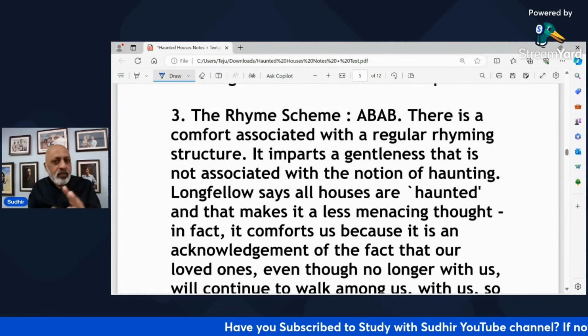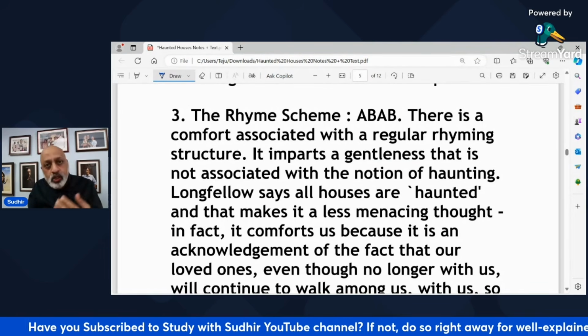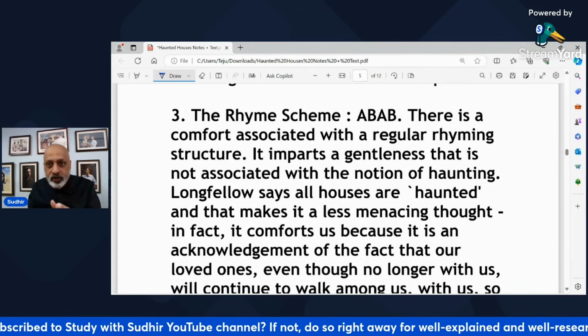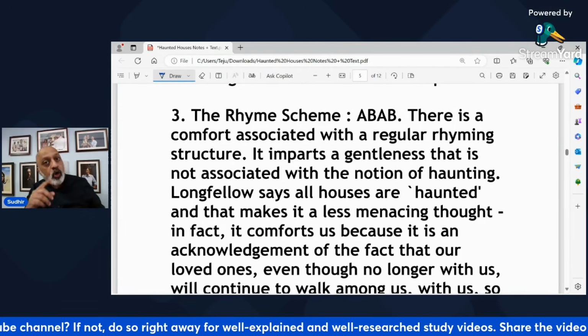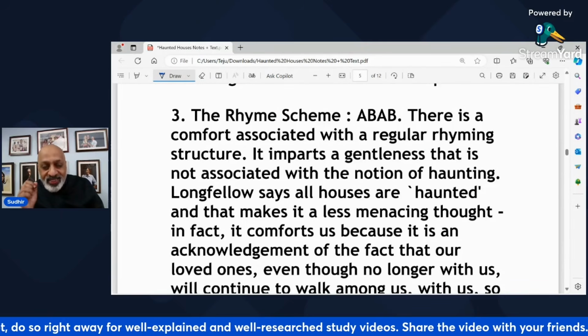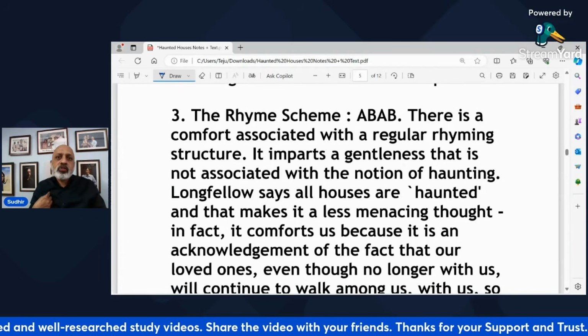It's associated with the regular rhyming, always AB, AB. It imparts a gentleness that is not associated with the notion of haunting. It's not something which is very jerky. Okay. So Longfellow says all houses are haunted, and that makes it a less menacing house. Your house is also haunted. My house is also haunted.